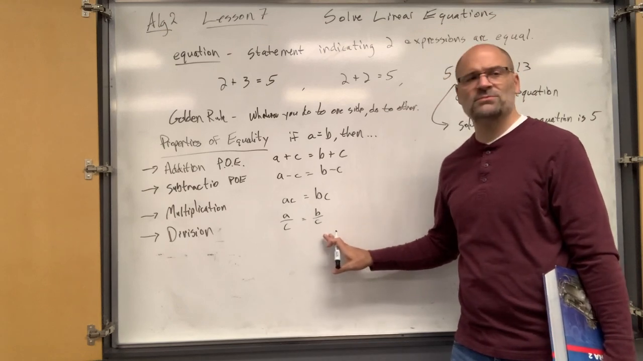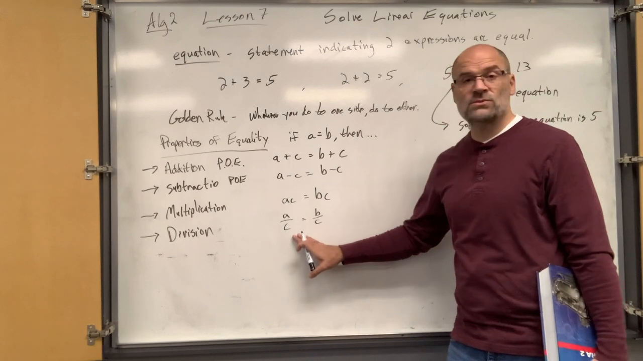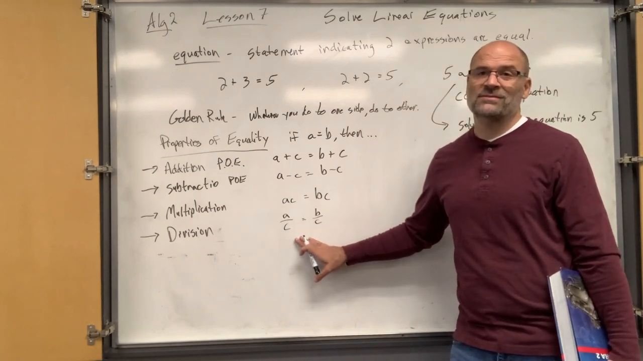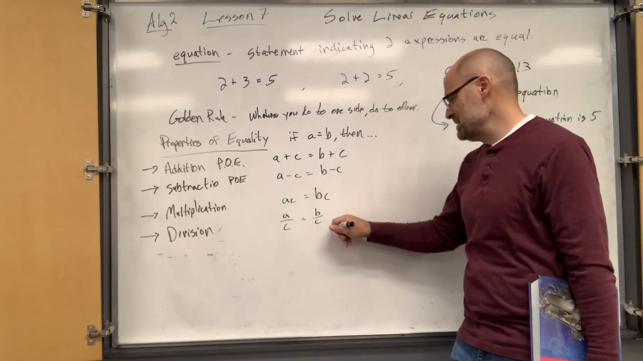Okay, that's all right. I don't expect you to feel uncomfortable with this yet. This is right, but it's not. You have to use that disclaimer. What's our disclaimer? It can't be zero. Right. C can't be zero.